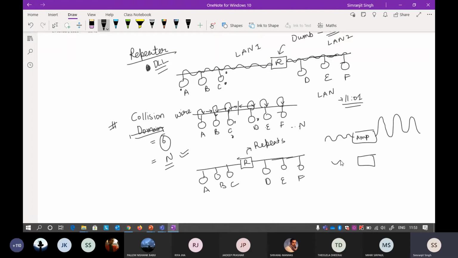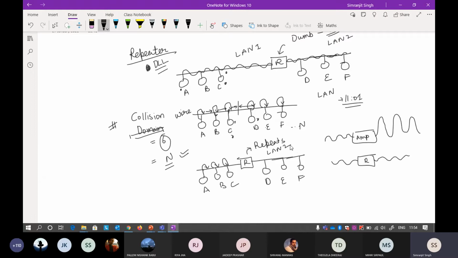Whatever signal the repeater is receiving, it will repeat the same signal with the same strength. It does not increase the strength, and it does not decrease the strength. Whatever it is receiving, it just repeats. Keep in mind, do not consider an amplifier as a repeater. So with the introduction of a repeater, if A wants to send a message, or everyone wants to send a message, the repeater has no task there. The repeater will just transfer whatever signal it is receiving towards the other end of the LAN.